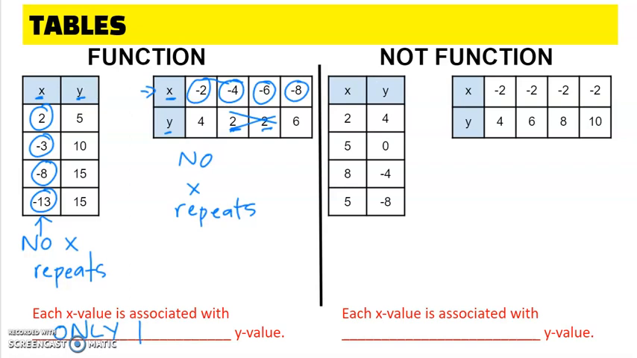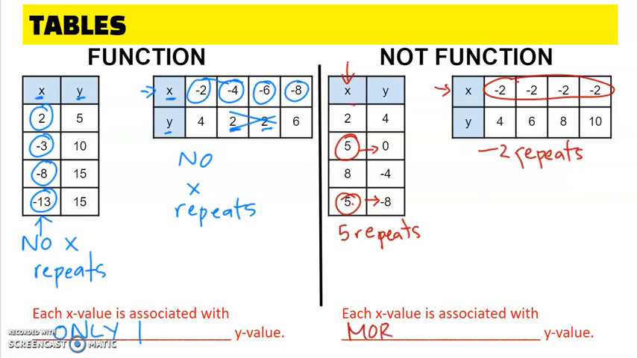But when I look at my not function, so I look at my x values, and if I look here, I see, oh no, the 5 repeats. 5 is connected to 0 and -8. That is a big no, not going to work. Okay, if we look at this x here, notice all of the x's are the same. -2 repeats. Oh, sorry, my writing's all crazy right there. -2 repeats, so this is not a function. Each of our x values has more than one y value.